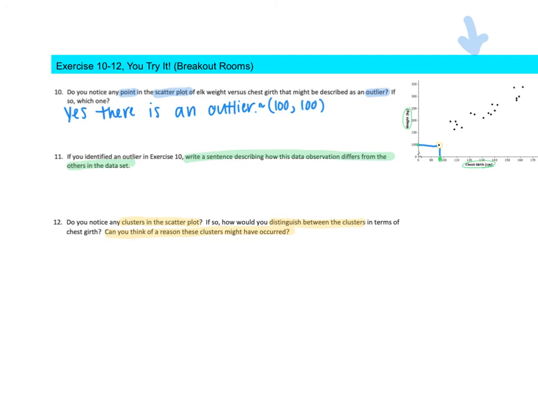So one sentence describing how this differs, it is a lot lighter and smaller than the rest of the points or the rest of the data. We said maybe it's a baby.